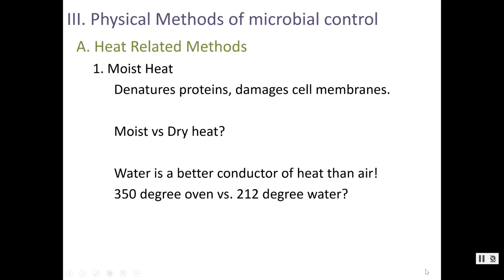Okay, so we are going to stop that video there. We will pick up with the next section, where we are talking about controlling microbial growth by physical methods. We're not going to use any chemicals. We're just going to ask how we can alter our physical environment to reduce microbial growth.